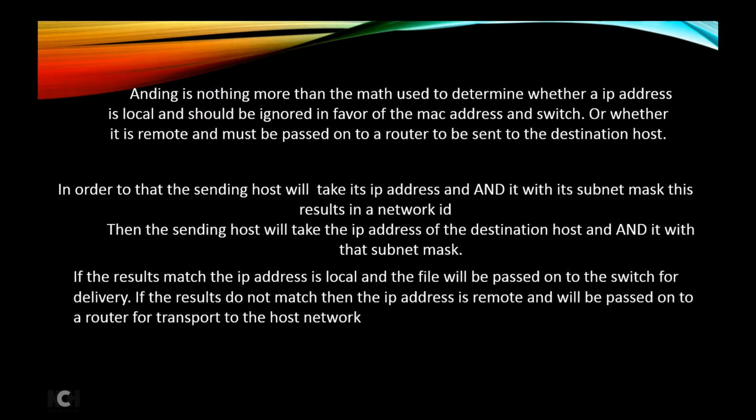In order to do that, the sending host will take its IP address and AND it with its subnet mask. This results in a network ID. Then the sending host will take the IP address of the destination host and AND it with that subnet mask. If the results match, the IP address is local and the file will be passed on to the switch for delivery. If the results do not match, then the IP address is remote and will be passed on to a router for transport to the host network.